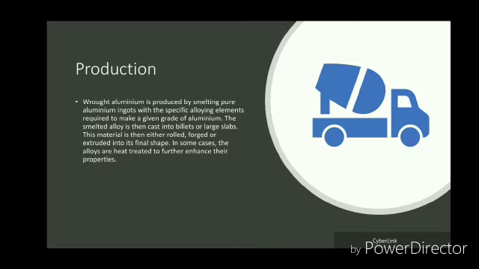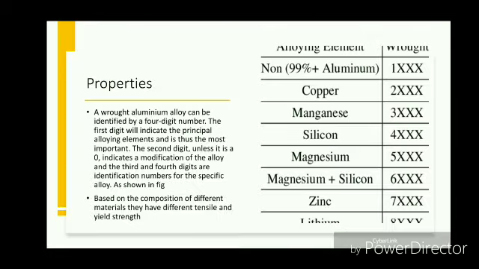Production. As we can see, wrought aluminum is produced by smelting pure aluminum ingots with the specific alloying elements required to make a given grade of aluminum. And this metal is then cast into billets, and then they are either rolled, forged, or extruded into its final shape.